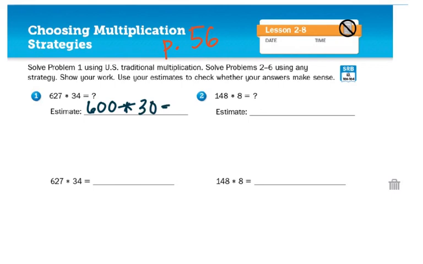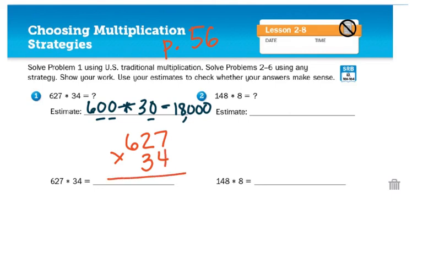So let's go ahead and multiply that extended fact. 6 times 3 is 18, and there are 1, 2, 3 zeros I need to add. So our answer should be close to 18,000. Now, you're going to need to have some space. So if you find that you don't have enough space, you may do your work on the whiteboard and just take a picture of it if you need to upload it. So let's go ahead and write 627 times 34. I'm going to go over this line. I'm okay with that. I'll just circle my answer at the end.